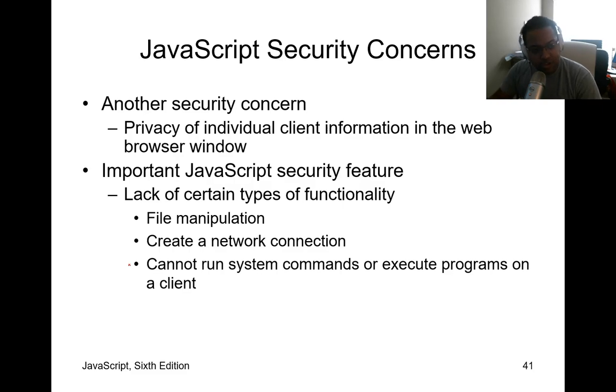So, another security concern is privacy of individual client information in the web browser. We talked about that as well. One important security feature is that it lacks certain types of functionality. It can't manipulate files. It can't create a network connection. It can't do anything at the computer level. So they can name things all day long. It just cannot manipulate anything at your computer, period. It can't add a printer. It can't add a scanner. It can't do any of that stuff. It can't close a port. It can't open a port. It can't turn on your Windows firewall. It can't do anything at the computer level at all.